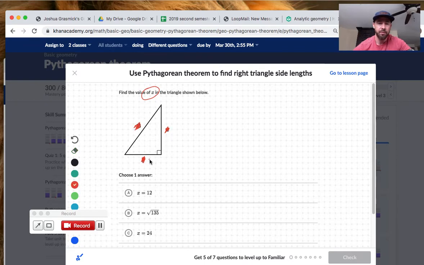Let's just say we have 4, 9, and this guy over here is x. The first thing always when we do the Pythagorean theorem is to write a squared plus b squared equals c squared. Next, we label what c is. C is always our hypotenuse. How do we know which one's the hypotenuse? It's across from the right angle. That's our c. These other two can be a and b. It really doesn't matter.